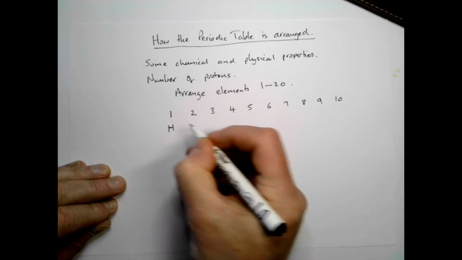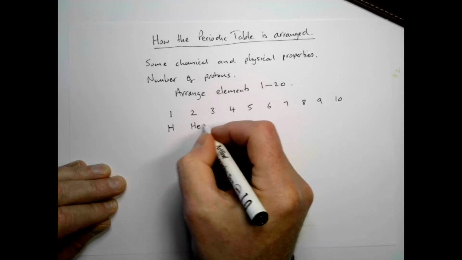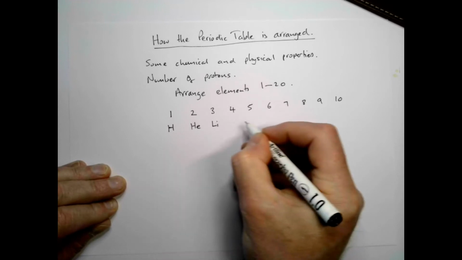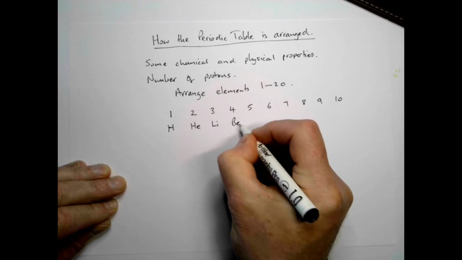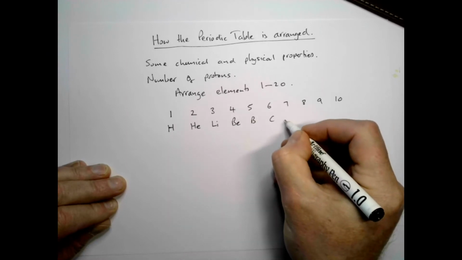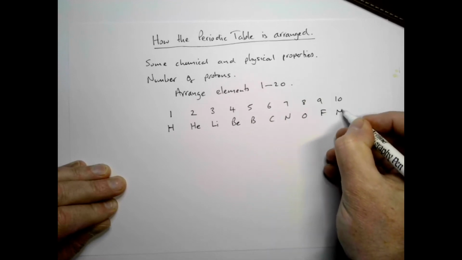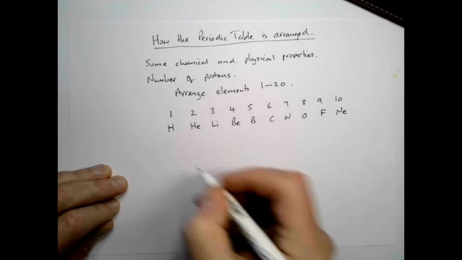Hydrogen is the first one. Then we have helium. And we have lithium. And then we have beryllium. And we have boron and carbon and nitrogen and oxygen and fluorine and neon. All right, see if I can remember the next lot.